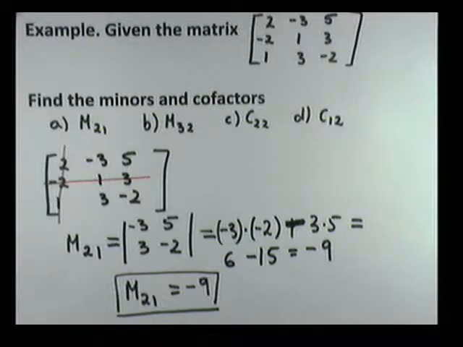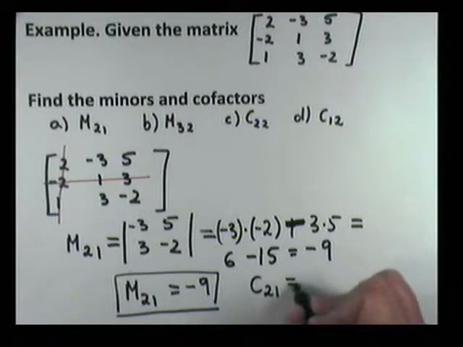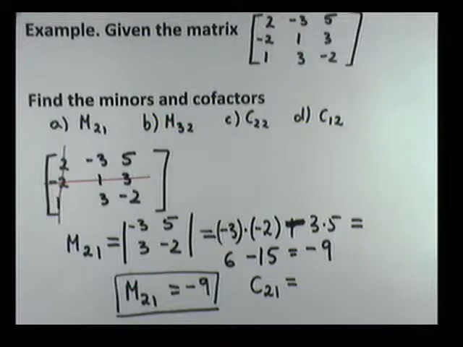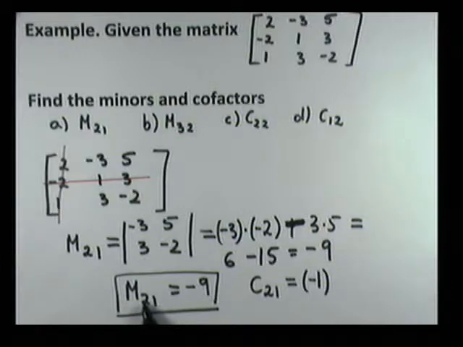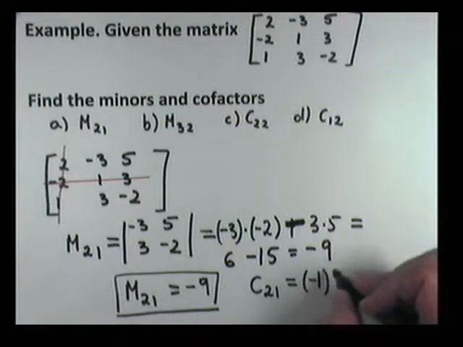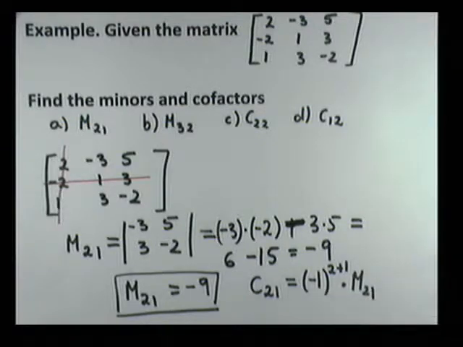If we had a question, there is no question like this, but if we had a question to find cofactor 2,1, the cofactor is nothing else but minus 1 to the power of what you deleted, second row and first column, so it would be 2 plus 1, times the minor of 2,1. Minus 1 to the power 3 is minus, and the minor is minus 9, so the cofactor would be 9.